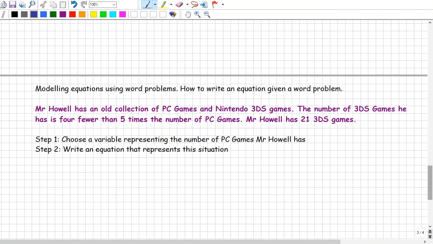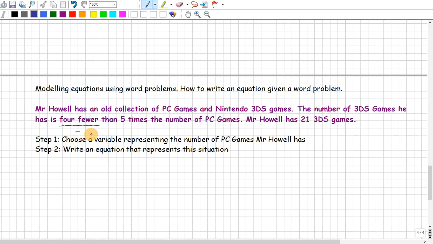Okay, one word problem. So, modeling equations using word problems. You have to write an equation when you're given a word problem. So here we have something. Mr. Howell has an old collection of PC games, I do, and Nintendo 3DS games, which I also do. I don't know if these values are actually correct, but I can see. So the number of 3DS games he has, or me, is 4 fewer than 5 times the number of PC games.